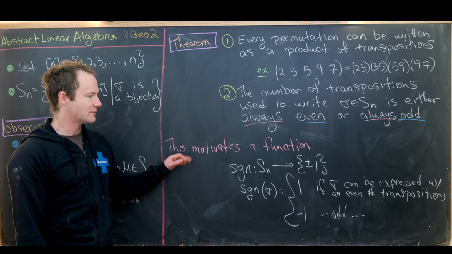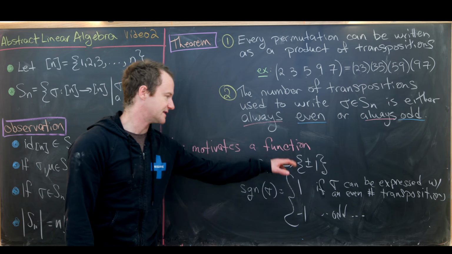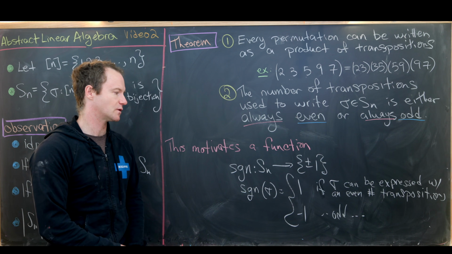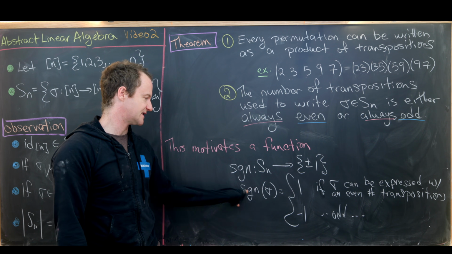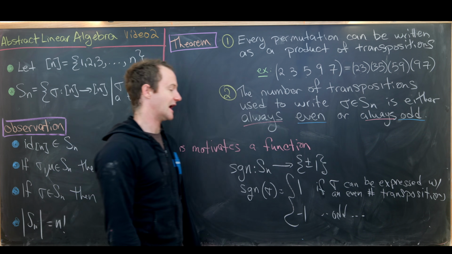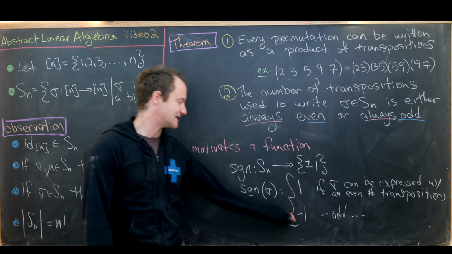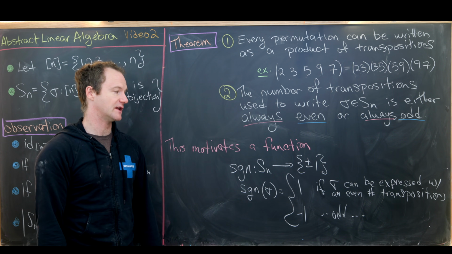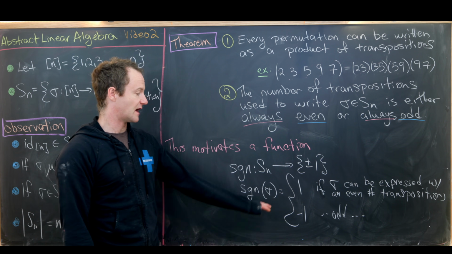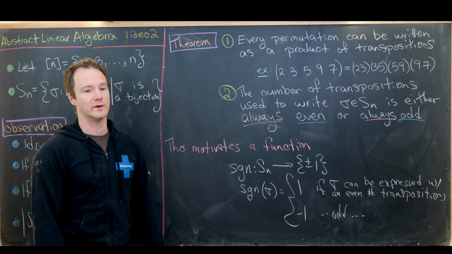So that motivates the following function. It's called the signum function, and it goes from S_n to the set {plus or minus 1}. And it's like a measurement of evenness or oddness. So we say signum of sigma is 1 if sigma can be written as a product of an even number of transpositions. And then it's -1 if it can be written as a product of an odd number of transpositions. Notice this is a well-defined function by this result right here, the always evenness or the always oddness.